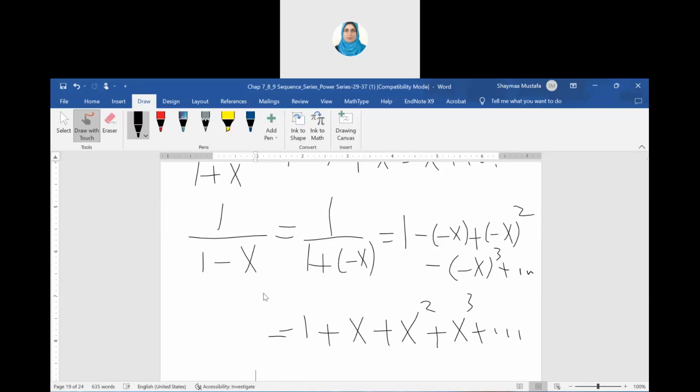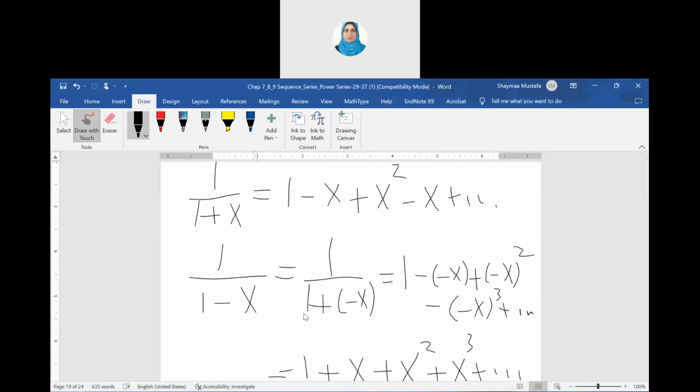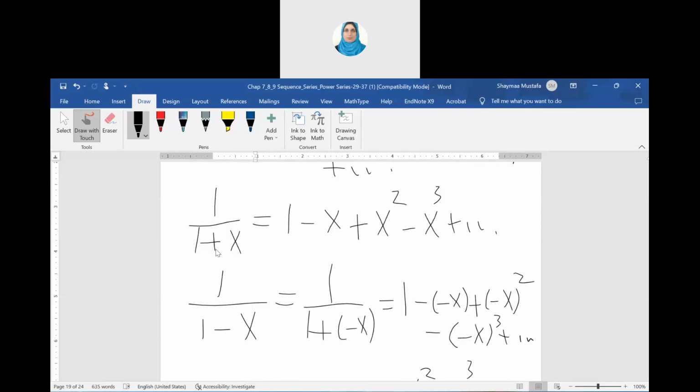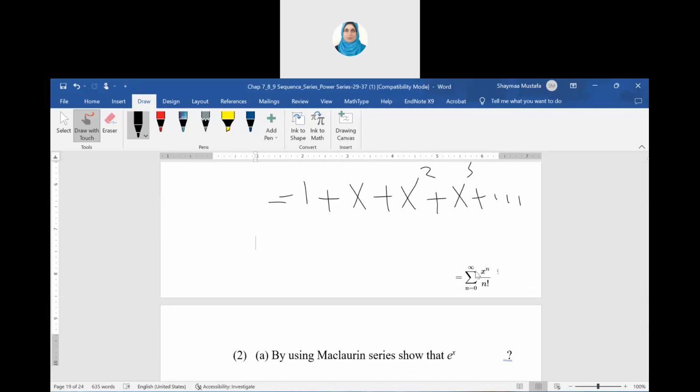So this is the Maclaurin series of the function 1 over 1 minus x. No need to repeat all the steps again for the function. If you repeat, you will get the same result. But it is easier to use this one because this is the same series, but only x is replaced by minus x.